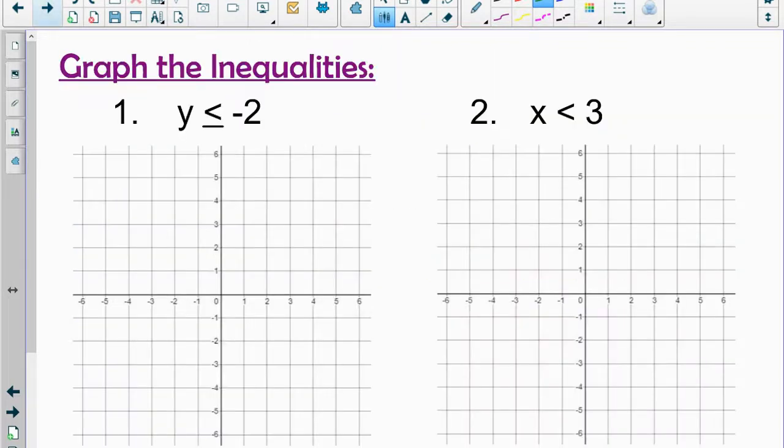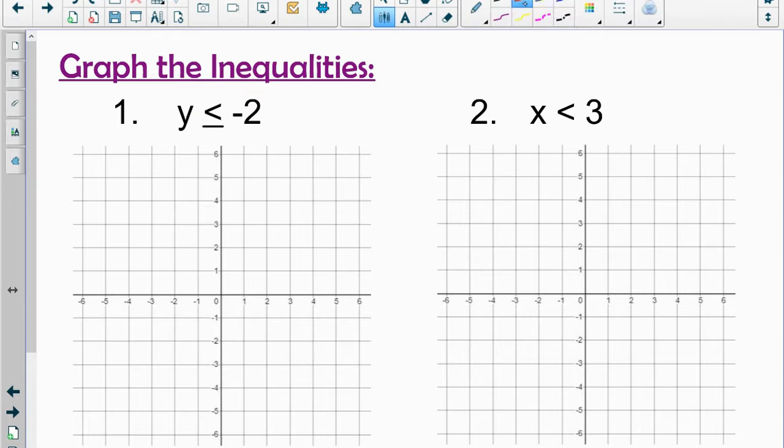So we're going to take a look at just a couple of other examples before you get started on your homework today. So here's our next example. Number 1 says y is less than or equal to -2. Remember that inequality symbol is pointing to the left side. The pointy side is to the left, so that's our less than symbol. So less than or equal to.